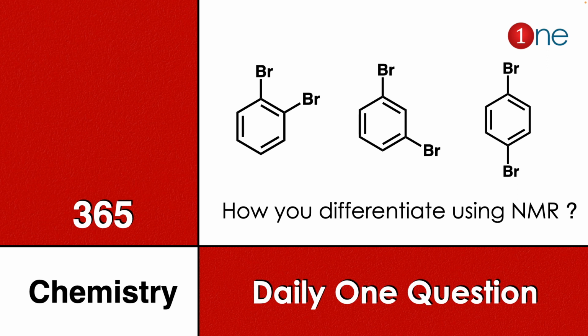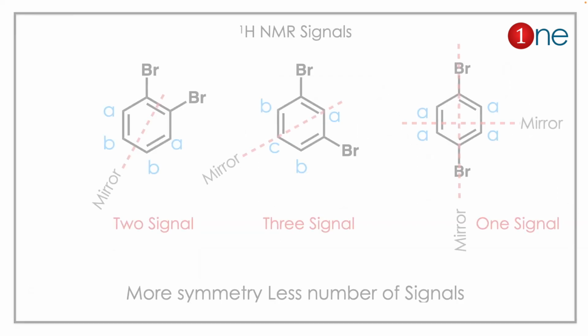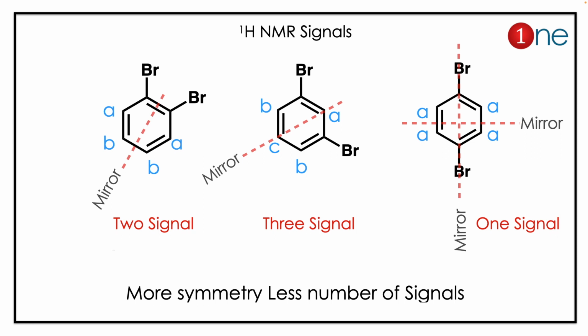Daily one question for you. Here three different compounds are given, which is dibromobenzene: orthodibromobenzene, metadibromobenzene and paradibromobenzene. We have to know how you can differentiate them from NMR. Here the answer lies in the NMR signal.